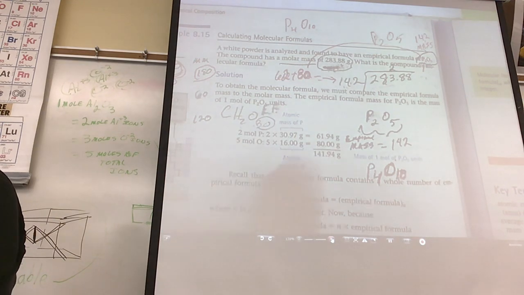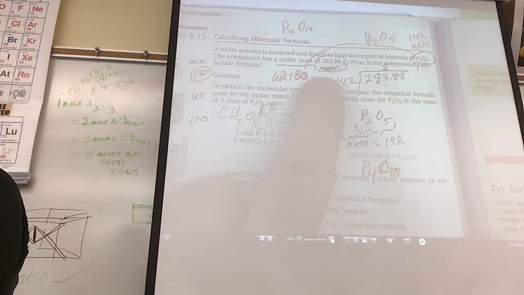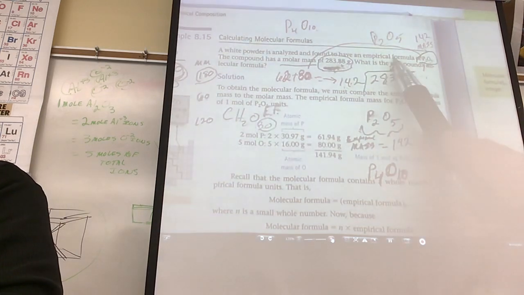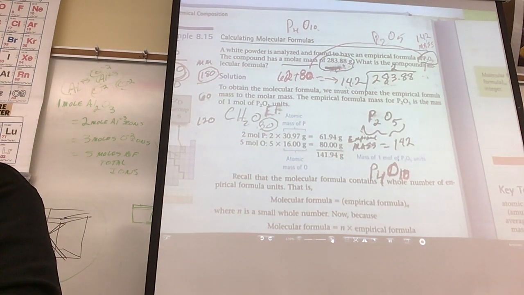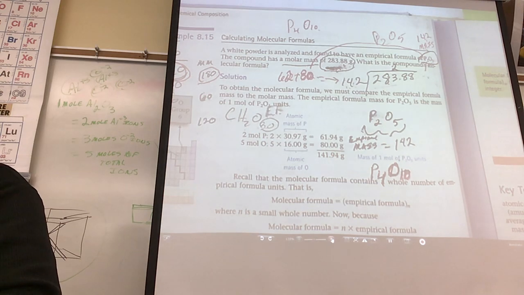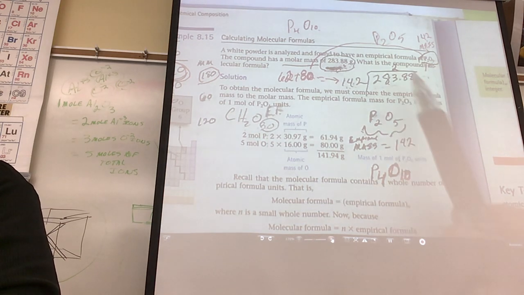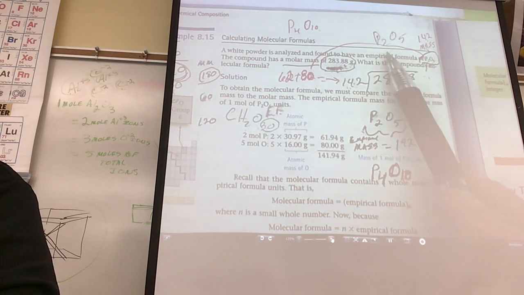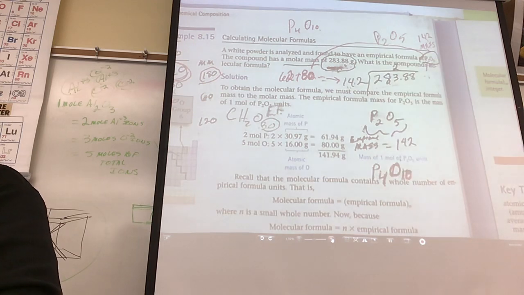So another test said, hey, the real chemical has a molar mass of 283.8. Is this the real chemical? Is your empirical formula the real one or not? You say, how am I supposed to know? Okay, here's what I want you to do right now. Take your calculators and your periodic table. How much does this weigh? How much did the empirical formula weigh? So do that right now. Find out how much the empirical formula weighs.